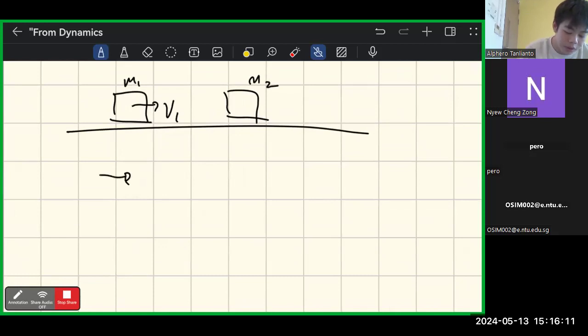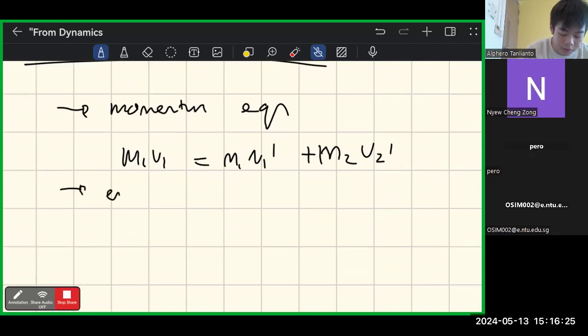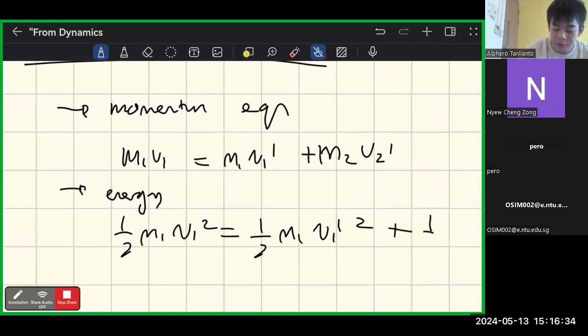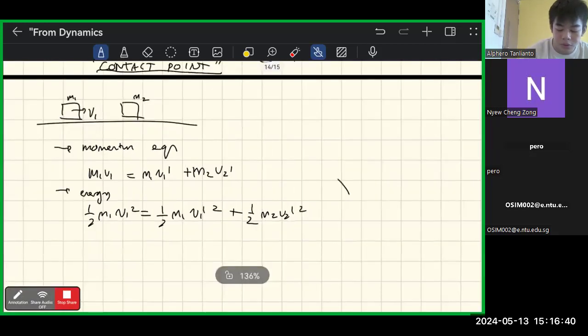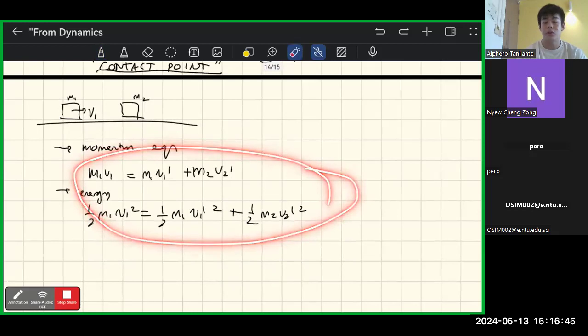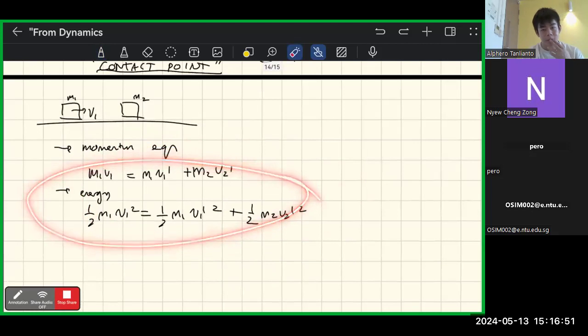So from the momentum equation, it's going to be m1 v1 equals m1 v1 prime added by m2 v2 prime. And from the energy, it's going to be half of m1 v1 squared equals half of m1 v1 prime squared added by half of m2 v2 prime squared. And if you want to solve this, it's going to be very rigorous. I mean, if you're not using a calculator and you're not given a number, you're going to solve this very rigorously, very hard. Not really lah.